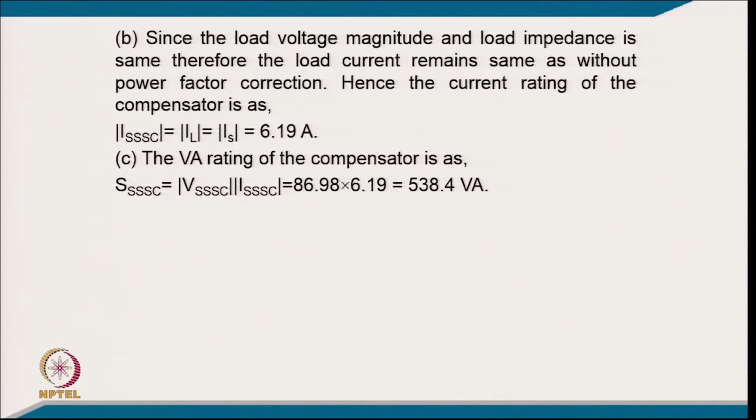Since the load voltage magnitude and load impedance are the same, the load current remains the same as without the power factor correction. Hence the current rating of the compensator is the same, but the voltage rating of the compensator, as we calculated, multiplied together gives a 538.4 VA rating. So this non unity power factor load is realized as a unity power factor load at the supply by injecting an appropriate voltage, while still maintaining the load voltage the same.